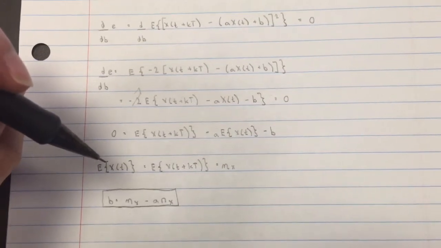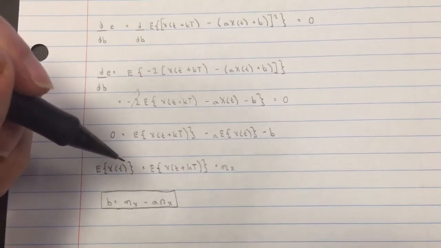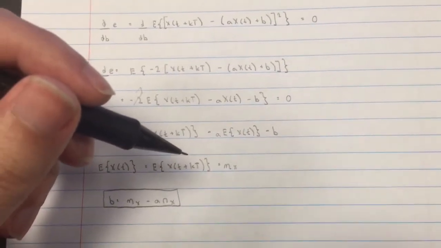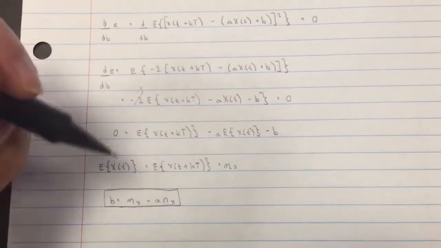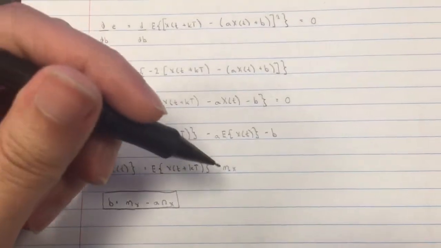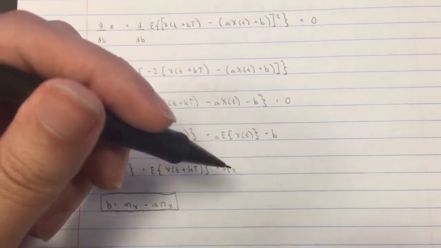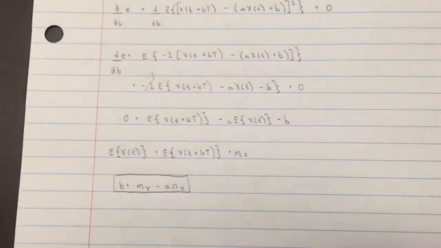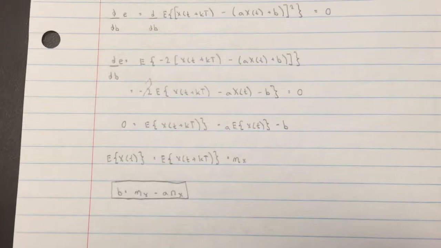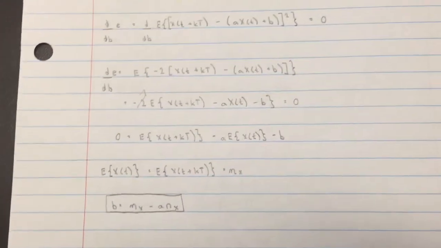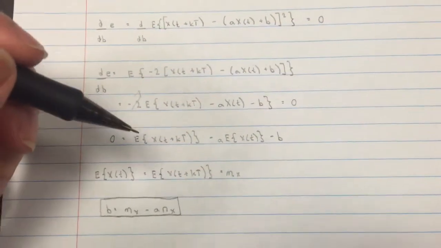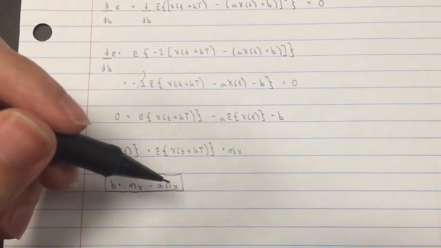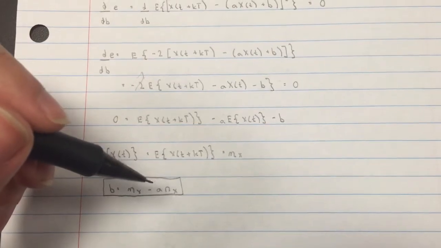We know that the expected value of x of t is equal to the expected value of x of t plus kT, because this function is periodic. And both of these are equal to simply the mean, which we have as m of x. By substituting m of x for the expected value of x of t and the expected value of x of t plus k big T, we get b is equal to m of x minus a times m of x. So now we need to find what a is.